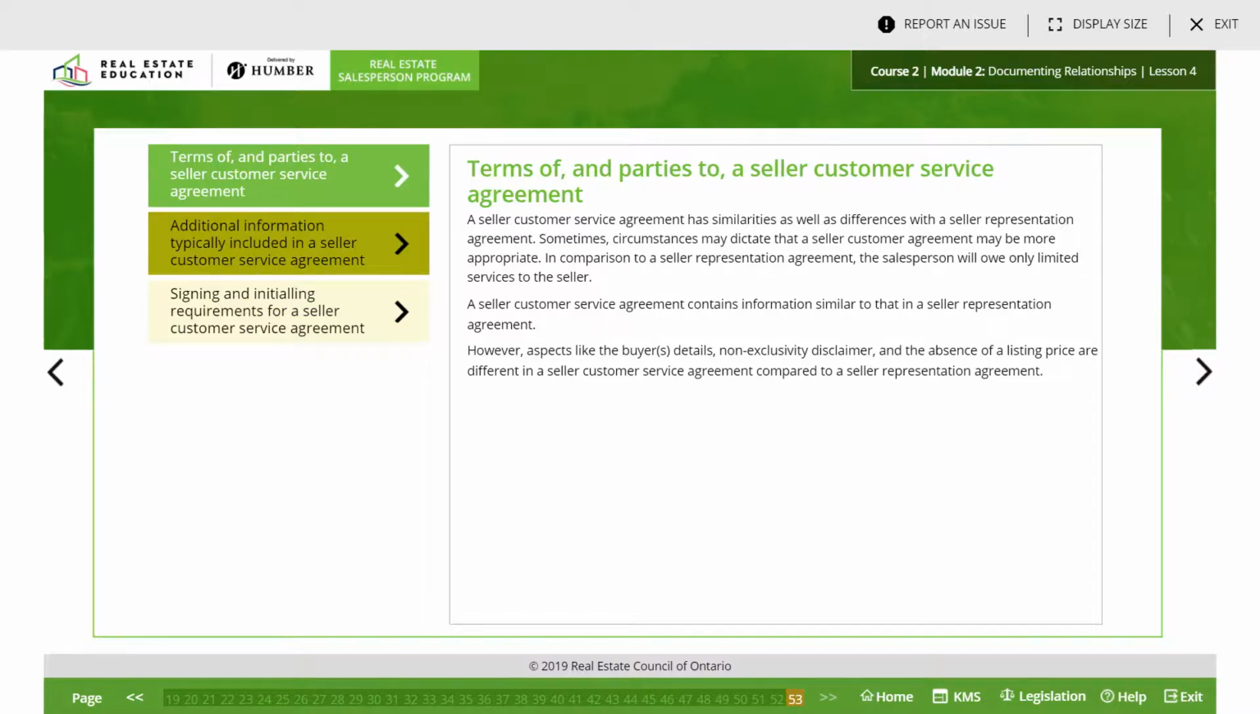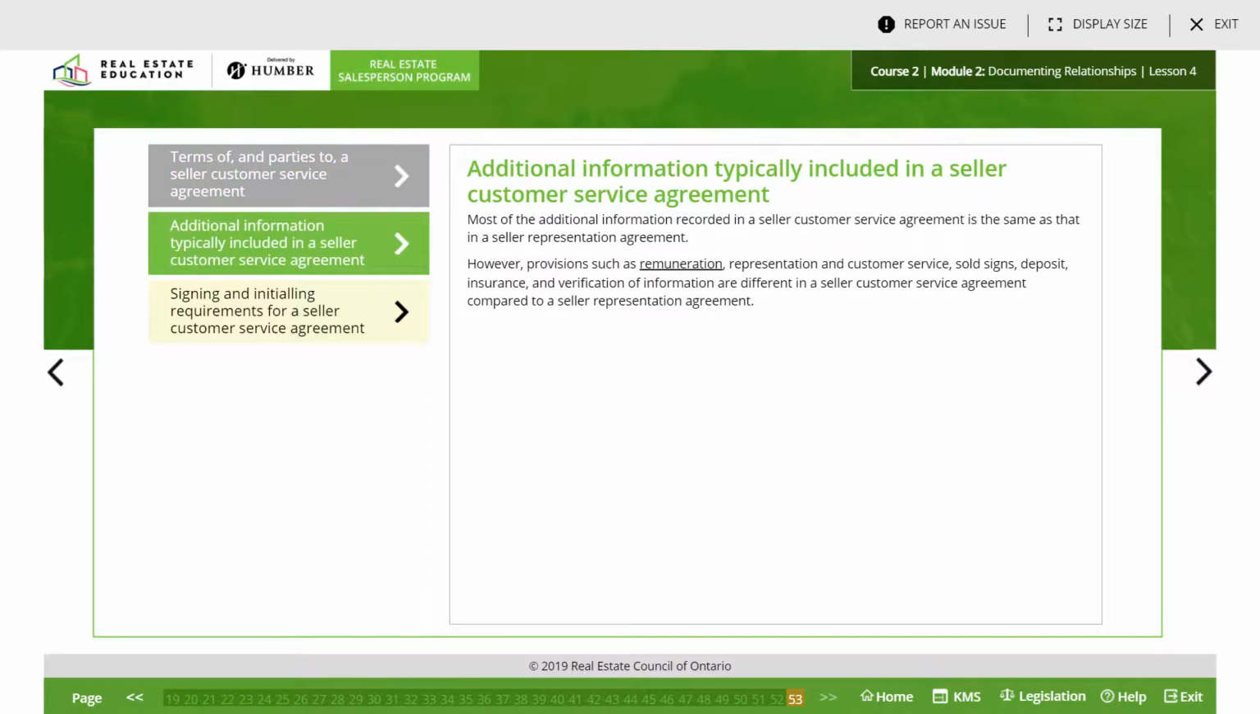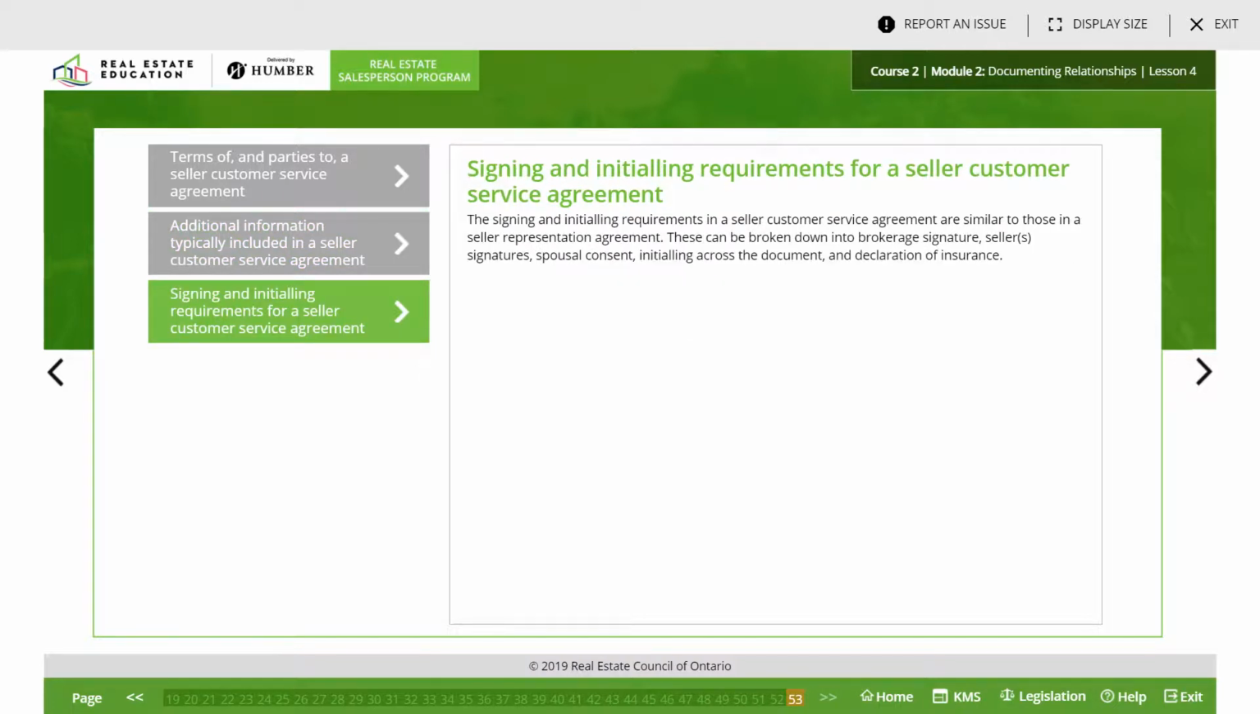This is additional information typically included. Most of the additional information recorded in a seller customer agreement is the same as the seller representation agreement. However, provisions such as remuneration, representation and customer service, sold signs, deposit, insurance, and verification of information are different in a seller customer service agreement compared to a seller representation agreement.